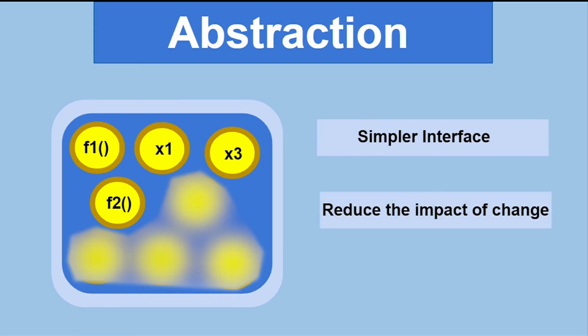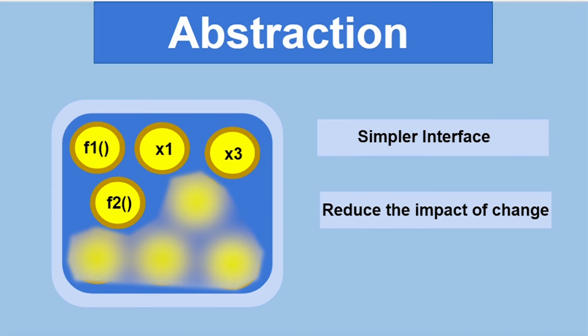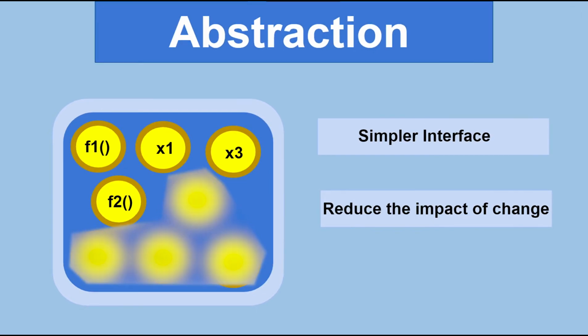Second benefit is that it helps us to reduce the impact of change. Suppose in future we want to make some changes to the methods or properties, but at that time these changes will not reflect to the outside and it will not impact the rest of the application code.